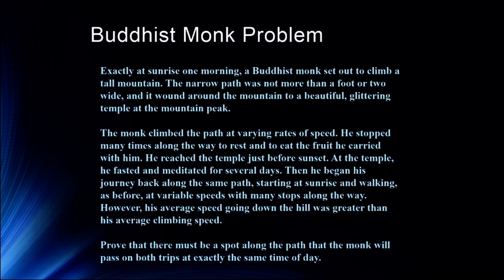Then he began his journey back along the same path, starting at sunrise and walking as before at variable speeds with many stops along the way. However, his average speed going down the hill was greater than his average climbing speed. Prove that there must be a spot along the path the monk will pass on both trips at exactly the same time of day.